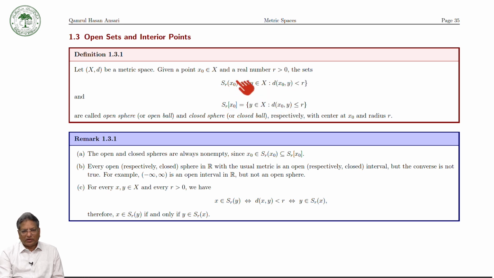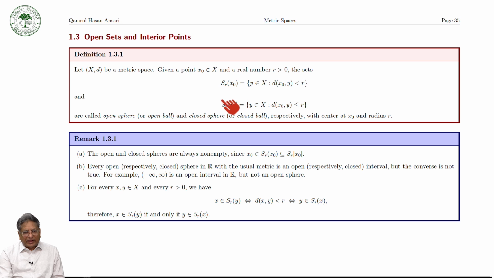These sets are always non-empty. Why these sets? Because you can always test d(x0, x0) = 0, which is less than r, whatever your r is. Similarly, if y is equal to x0, then this is equal to 0, which is less than or equal to r. So the center always lies in the open ball as well as in the closed ball.